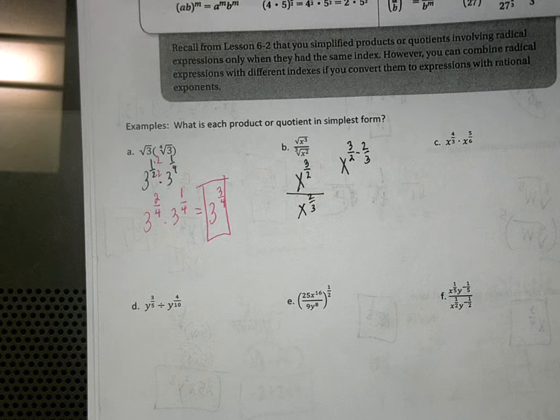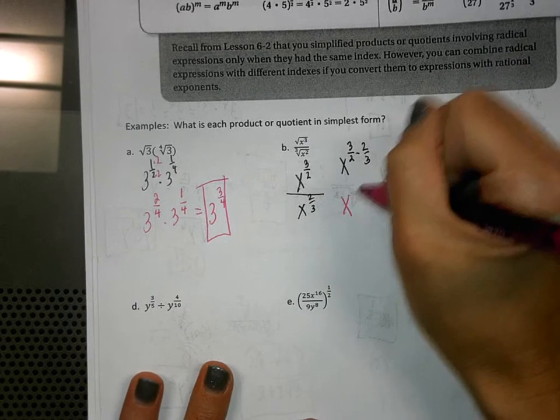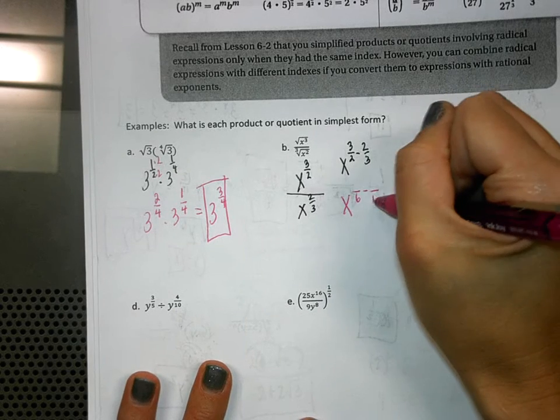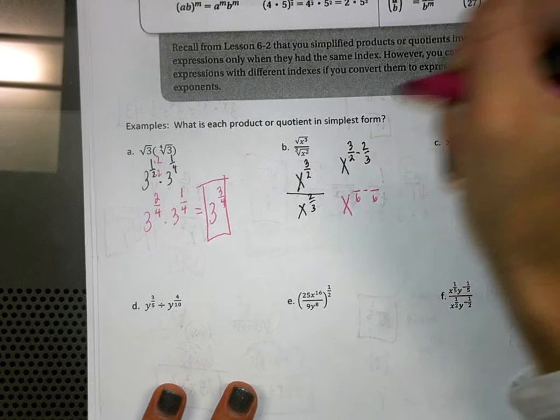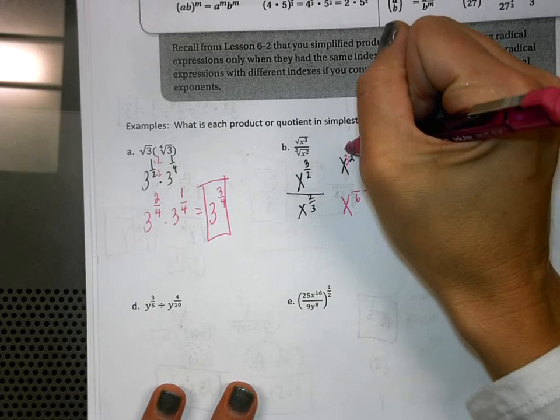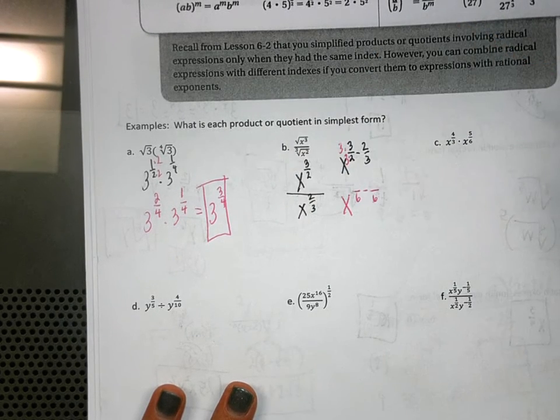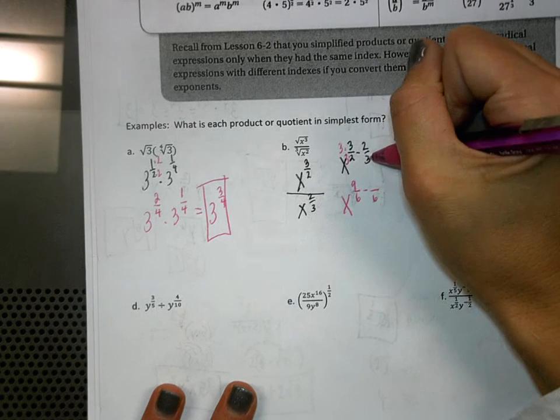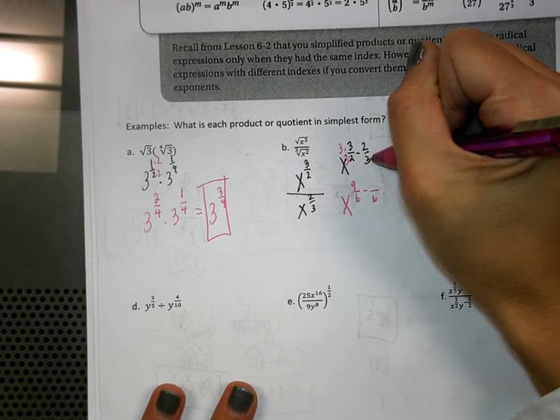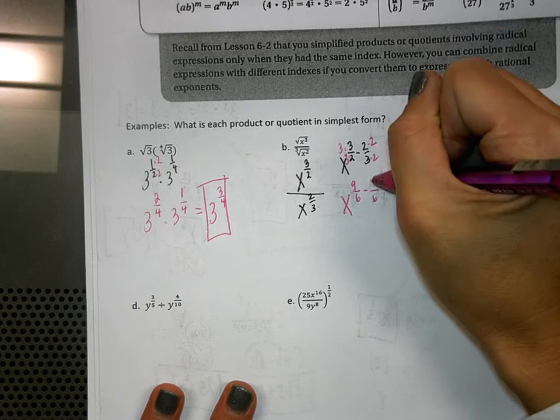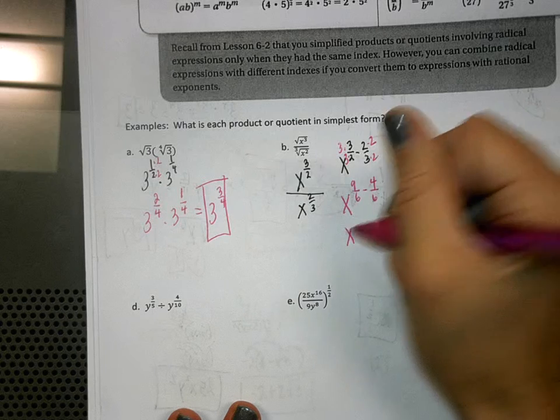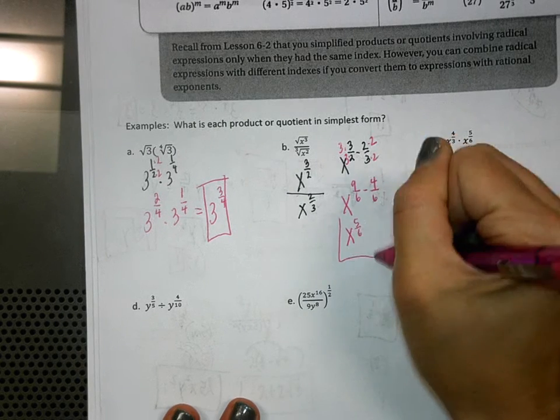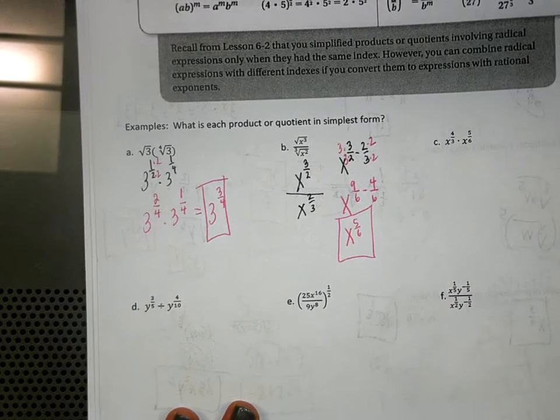Is that okay? Okay, so what would end up being my common denominator? 6. Good. So I'm just going to write this with 6's in the denominator. And so on this first one, I'd have to multiply 2 by 3. So that means I multiply 3 by 3, which is 9. And here, 3 times what makes 6? 2. So 2 times 2 is 4. And so we subtract, and I get x to the what? 5 over 6. Okay, you guys try C on your own.